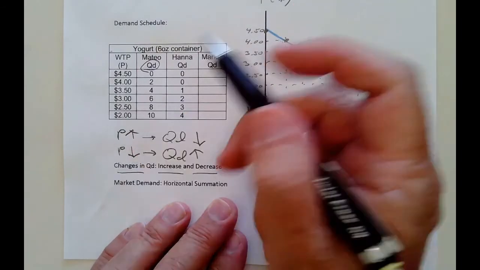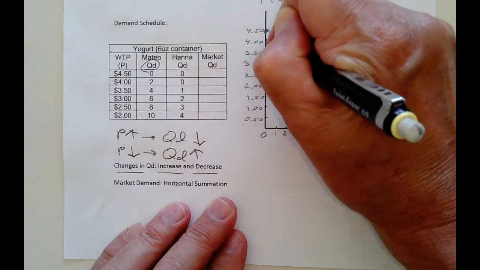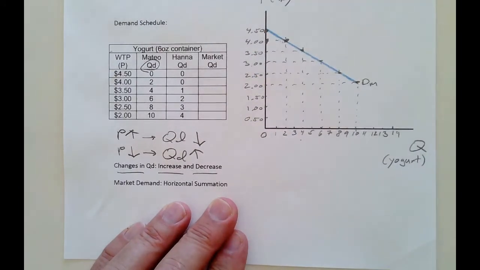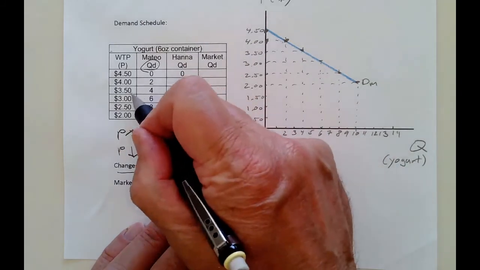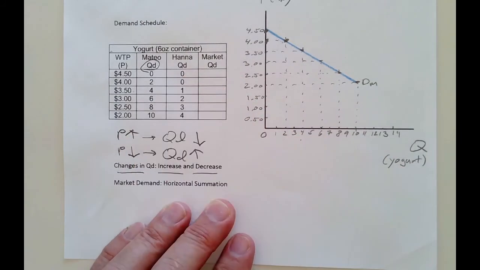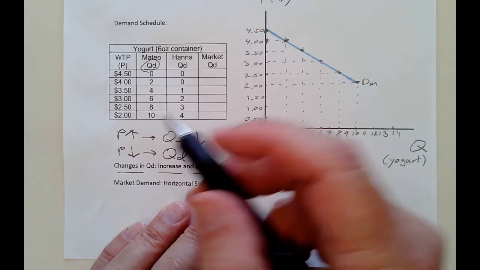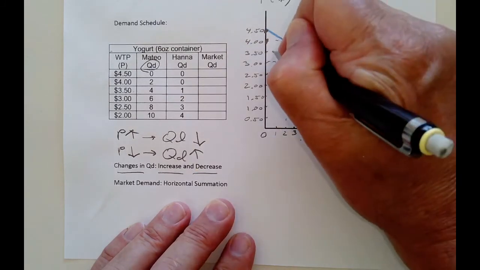So Hannah's going to be right there. And for Hannah to buy some yogurt, the price has to fall to $3.50 in this case. So Hannah has a lower willingness to pay for any kind of yogurt. And she would only buy 1 container at $3.50. And so at $3.50, her quantity demanded point would be right there.